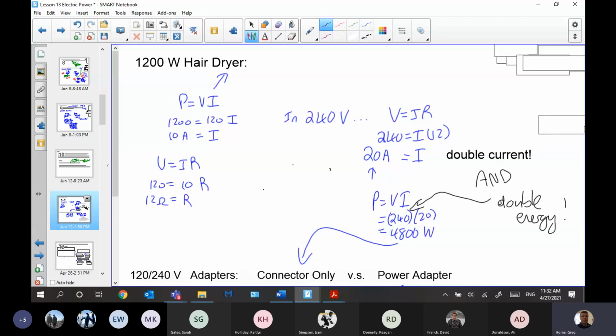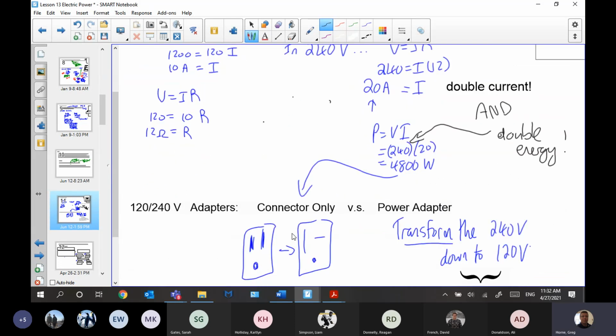So that hair dryer would try to operate as a 4,800 watt hair dryer, right? That's if you're just using a connector that basically lets you put the 3-prong style we have in North America into the 3-prong style they have set up in Europe. So if you're just connecting the wires and not changing the voltage, then it's going to try to operate as a 4,800 watt hair dryer.